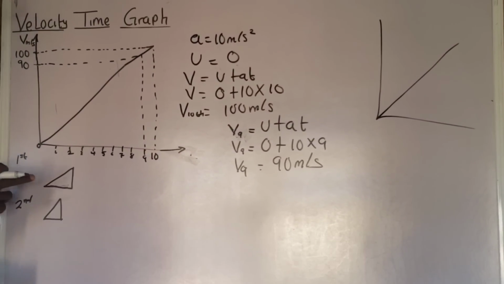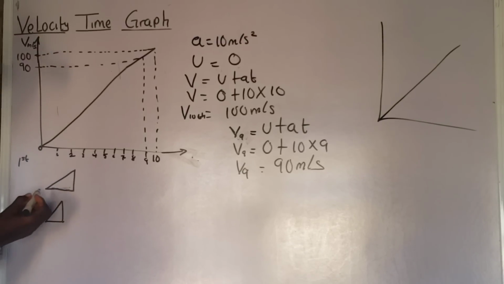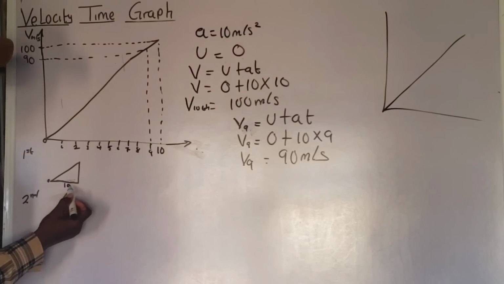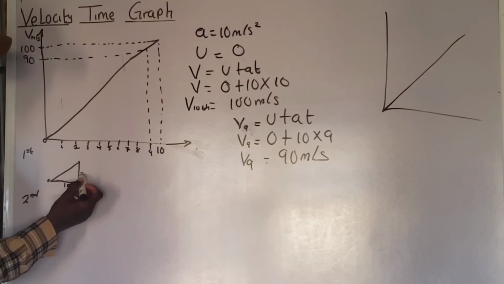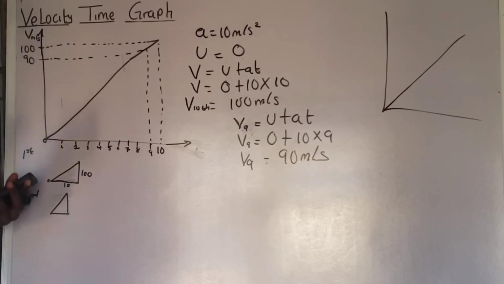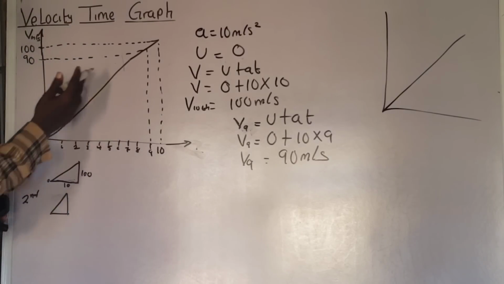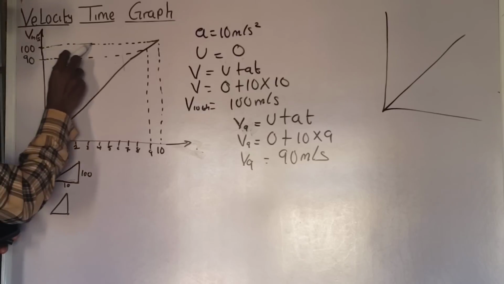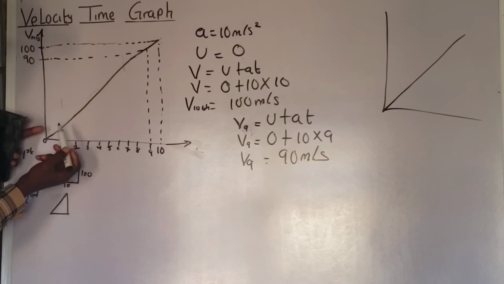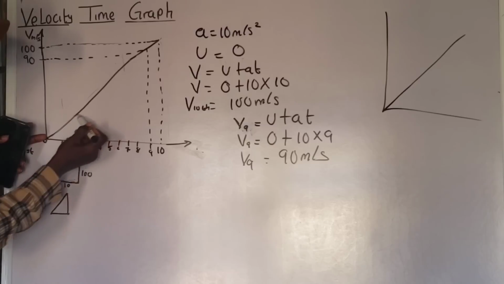The first shape is the bigger triangle. From this point to this point is what? 10. So we have 10 here. And from this point to this point is what? 100. Please pay attention. Listen. We have two right angle triangles in this shape. The first right angle triangle is this. You understand? Please pay attention.